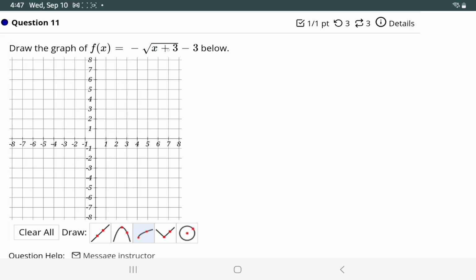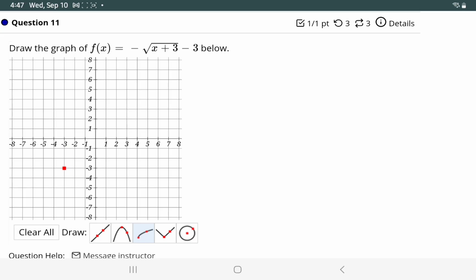So we're going to have -3 plus 3 under the square root, which is going to be 0. Square root of 0 is 0. And we have the minus out in front. So -0 is still just 0. So we have 0 minus 3, which is equal to -3. So in other words, f of -3 is going to be equal to -3. So that's going to be this point over here.